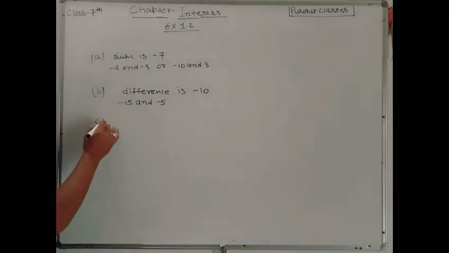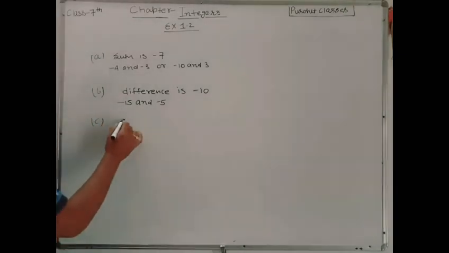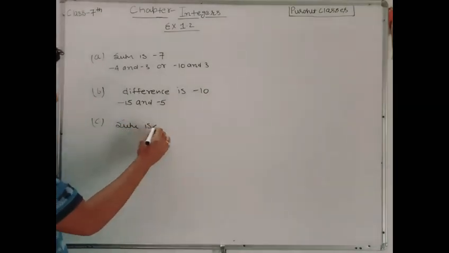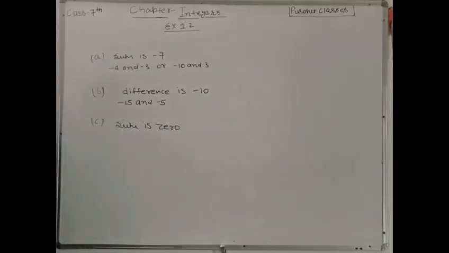Now let's see C part. It is saying sum is 0. Sum is 0. And this is so simple, everyone knows.